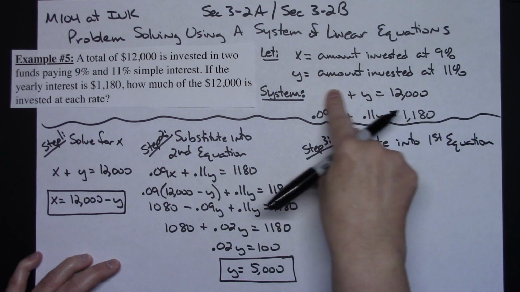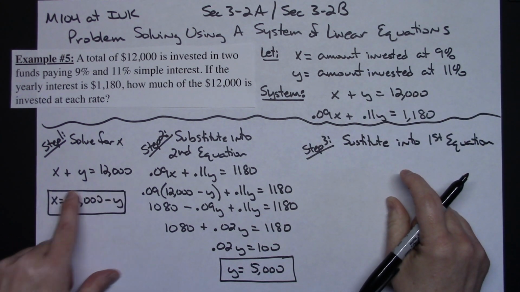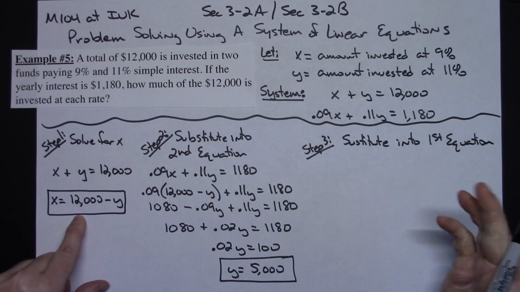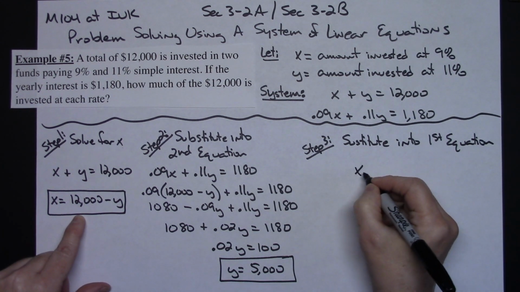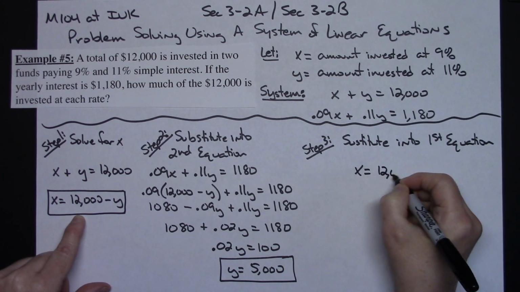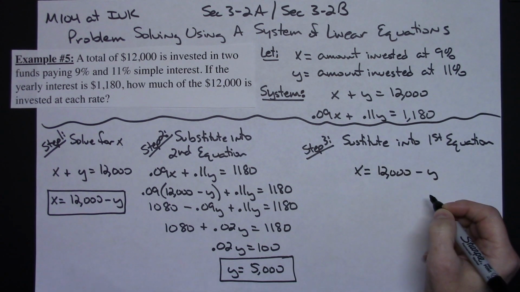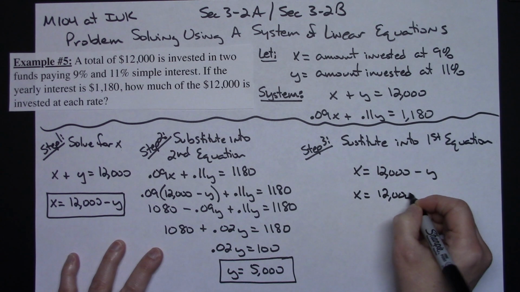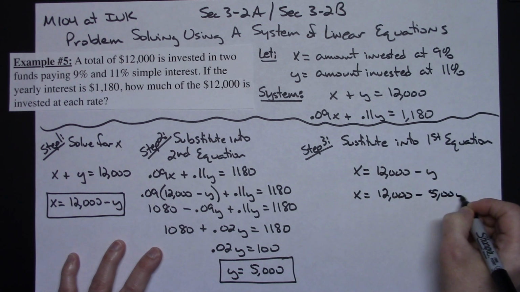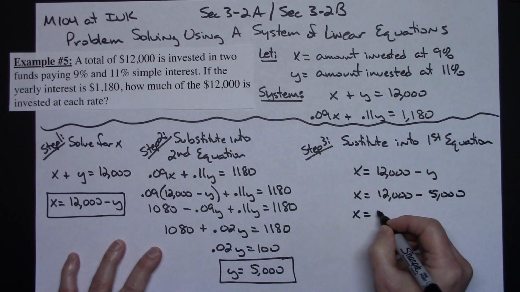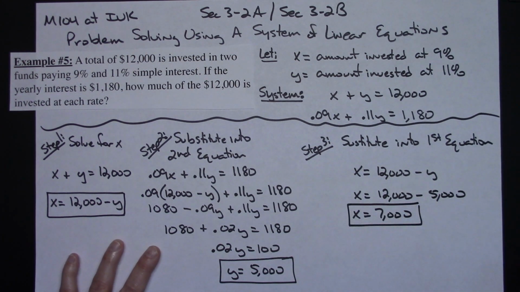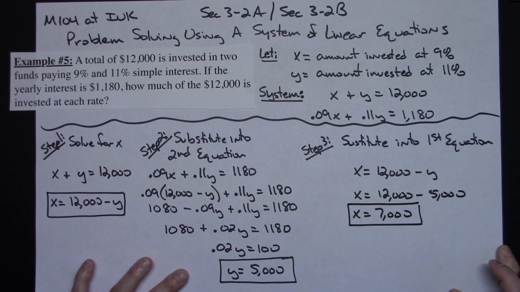Here again, I could use the original first equation, or I can come over here. Since I've already solved for x and I'm trying to solve for x, I can plug it in right here. It makes it a little bit quicker. So x is equal to 12,000 minus y. I know y is 5,000. x equals 12,000 minus 5,000, which is going to give me x is equal to 7,000. That means $7,000 is invested at the 9%.